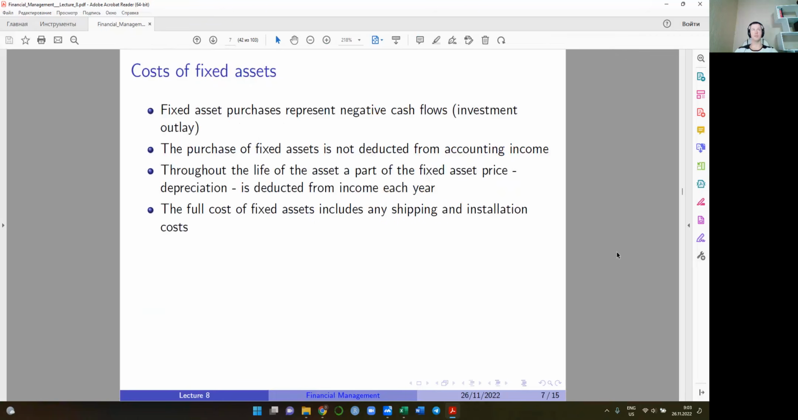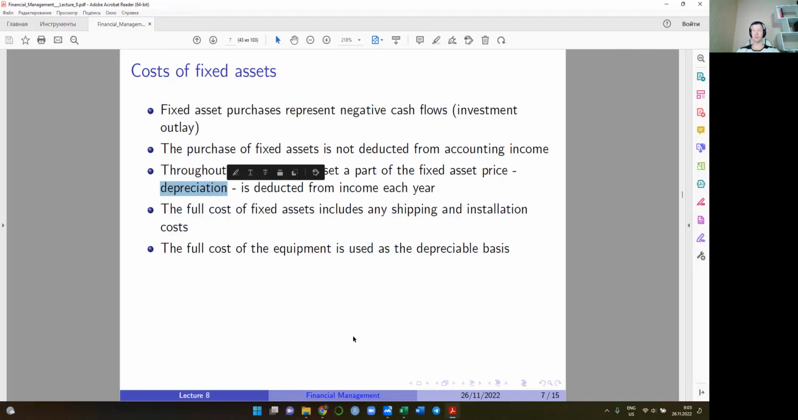Apologies. The full cost of fixed assets necessarily includes everything that is related to your purchase, shipping, and installation costs. So that's why it is also important that we are not taking a clean price, we are taking price plus all the costs related to shipping and installation of this piece of equipment. And the full cost is used as a depreciable basis. So the depreciation used for calculating income is computed from this.